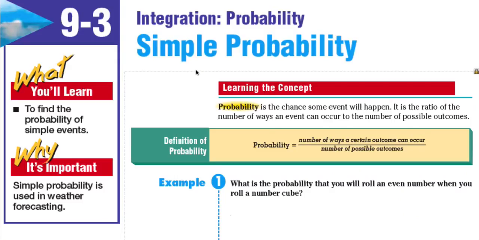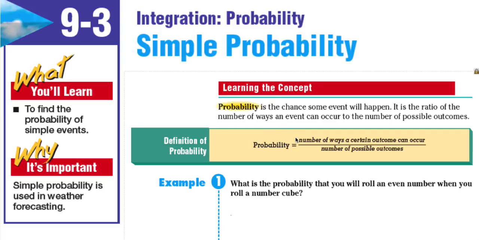Lesson 9-3 Simple Probability, and in this lesson you learn to find the probability of simple events. Why is it important? Because simple probability is used in weather forecasting. So let's learn the concept.